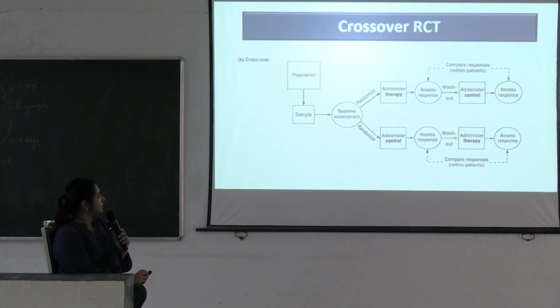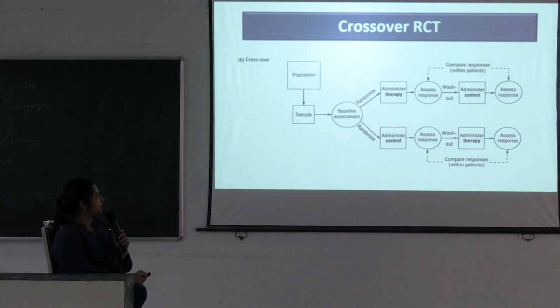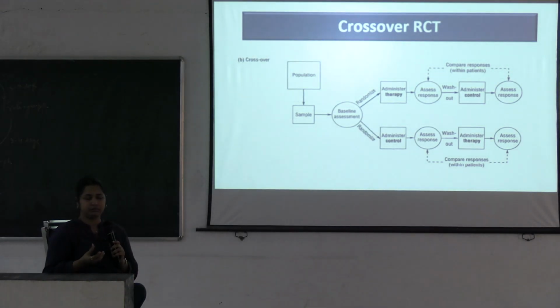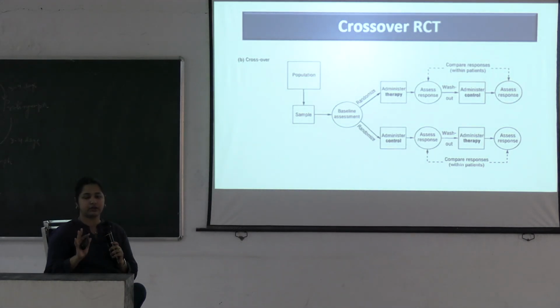So what is happening is, after randomization you administer the therapy and the control, you assess the response after some time, then you give a washout period, and then in this group you administer the control, in this group you administer the therapy, and then again assess the response. Now you can compare the response between the groups, and you can compare the response within the groups also. That is why the sample size in these types of studies is very small, because each patient is acting as their own control. But obviously it is usually in chronic diseases where the effect of the intervention is short-lived. Only in those conditions is the crossover RCT done.